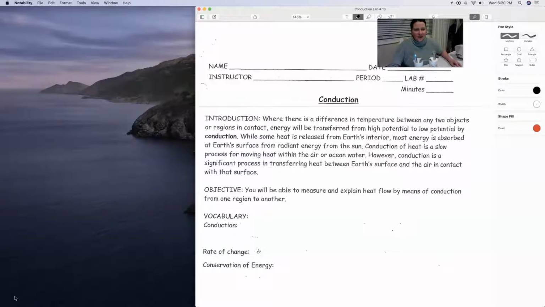Hey everybody, I am showing you today a lab. We're going to be doing lab number 13 and I'm going to be showing you all about conduction. This lab will be readily available to you on Microsoft Teams, so if you open up your Teams assignment for the day, you will see the conduction lab posted there.